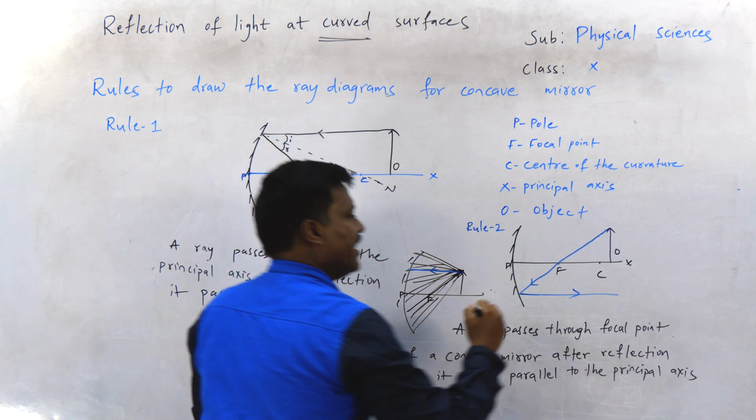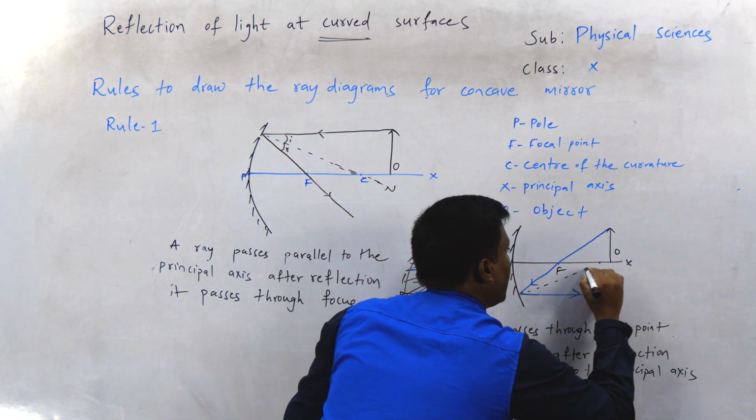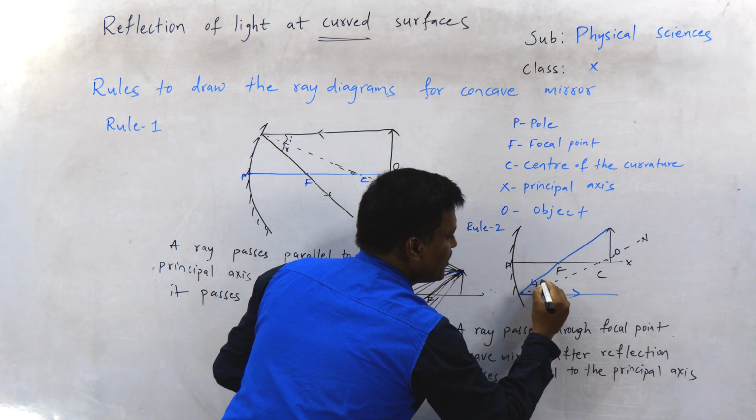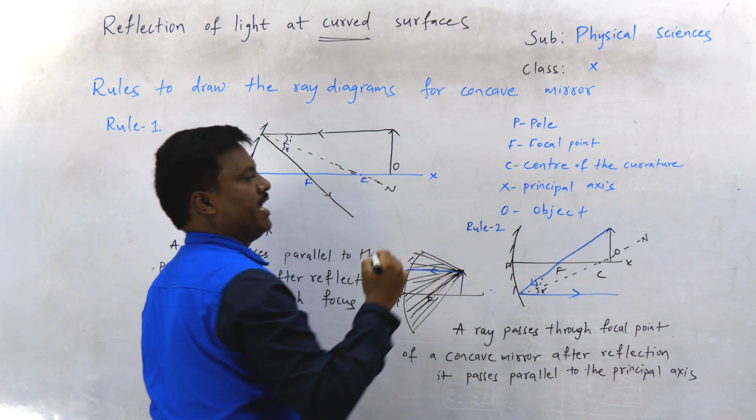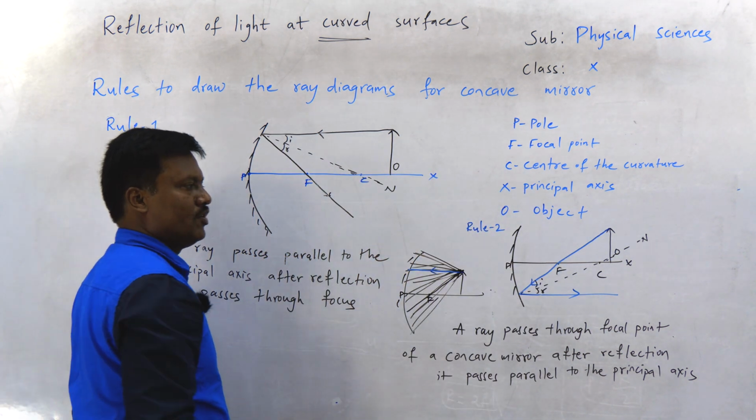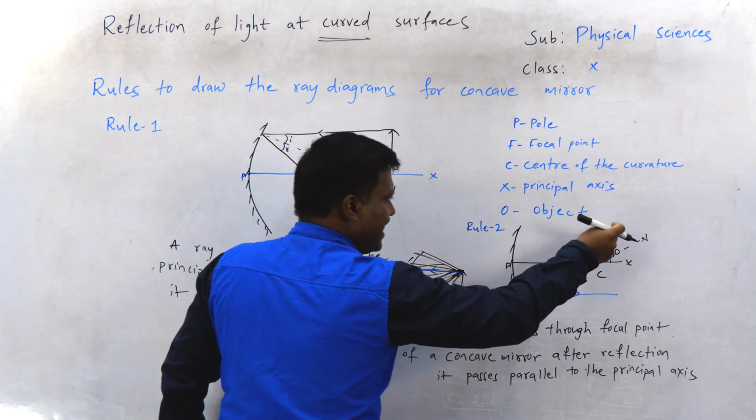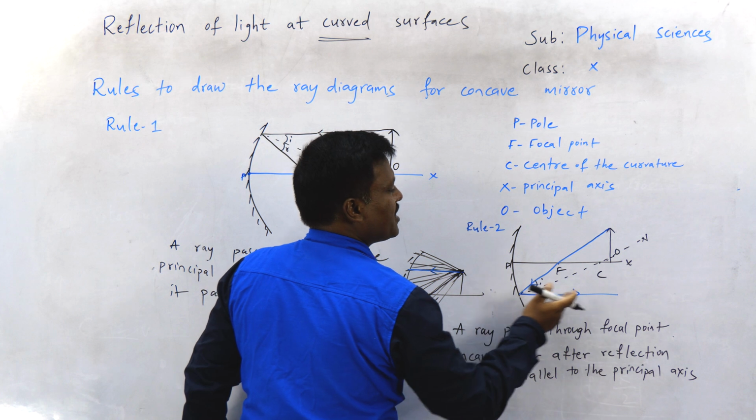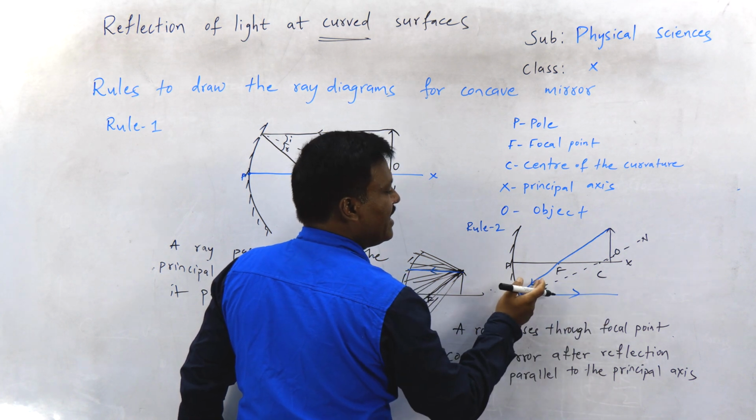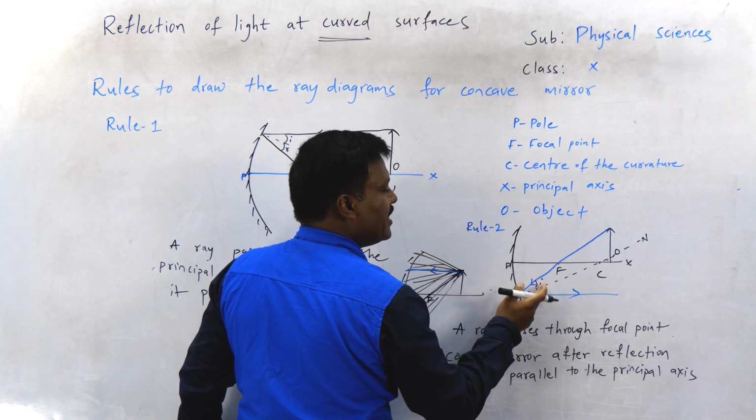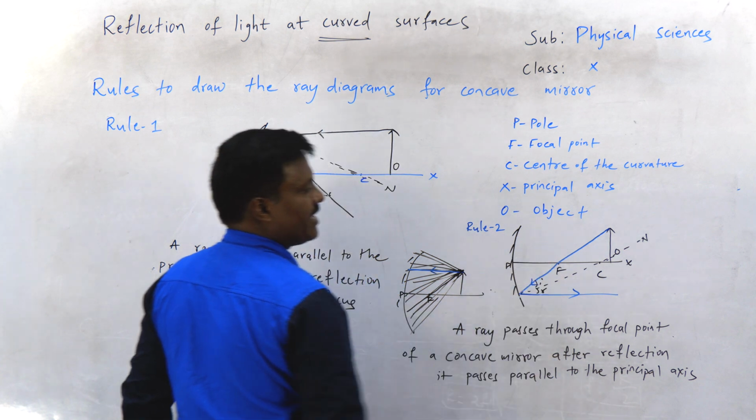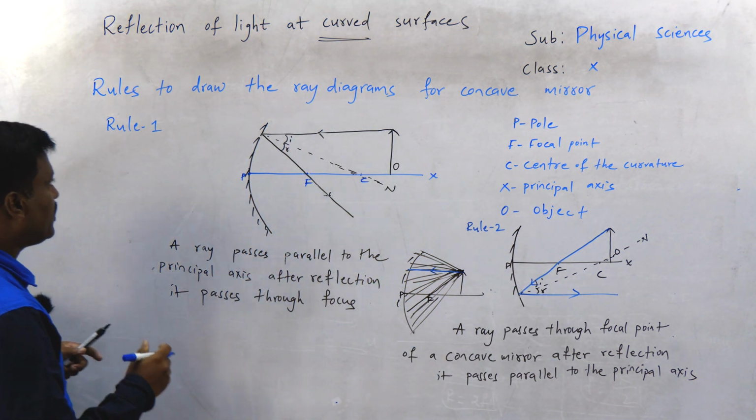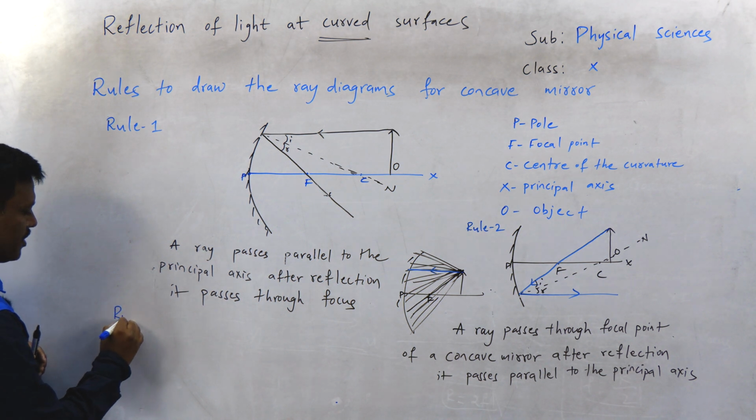Here also you see, if I draw the normal, it always passes through the center of curvature. Here the angle of incidence is equal to the angle of reflection. Light obeys the laws of reflection. That is why whenever the ray passes through focus, after reflection it compulsorily passes parallel, because angle of I is equal to angle of R. These two become equal only in that particular case. Right. And the third rule I am going to tell you, rule number 3.